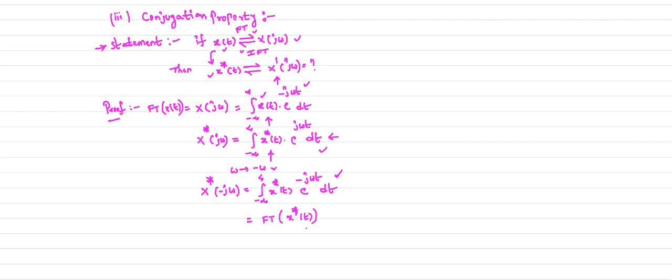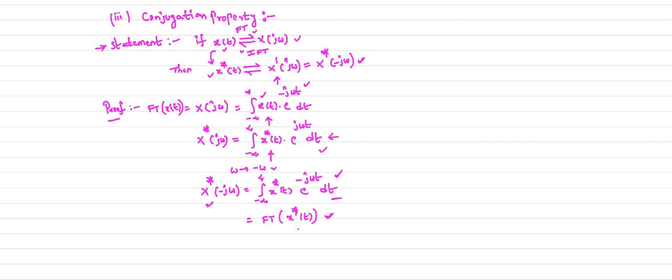What is the Fourier transform of x conjugate of t? It is integral minus infinity to plus infinity x conjugate of t into e power minus j omega t dt. Now what is the Fourier transform of x conjugate of t? It is X conjugate of minus j omega. That means what? The Fourier transform of x conjugate of t, so we consider here X dash of j omega, that is equal to X conjugate of minus j omega. This is the conjugation property.